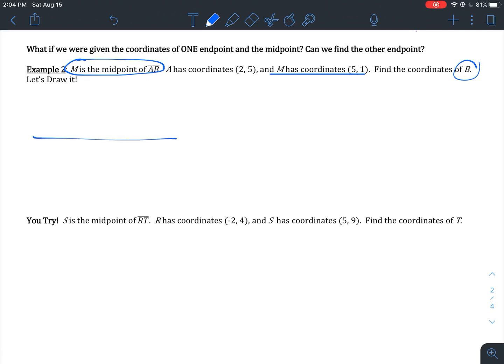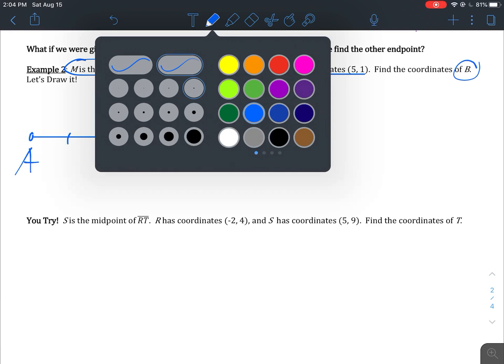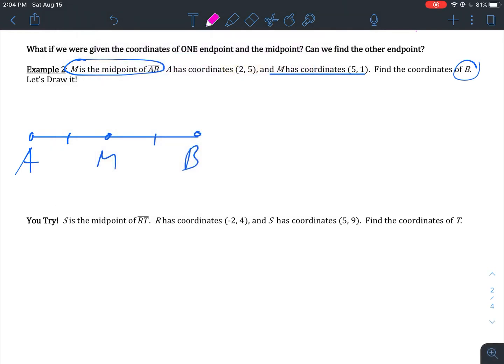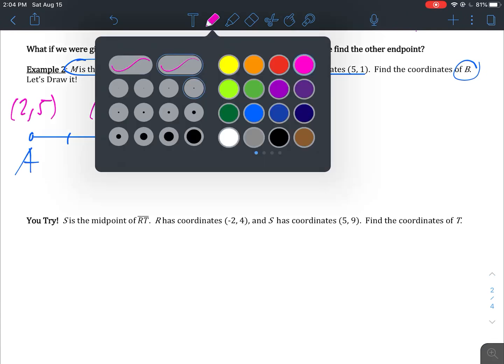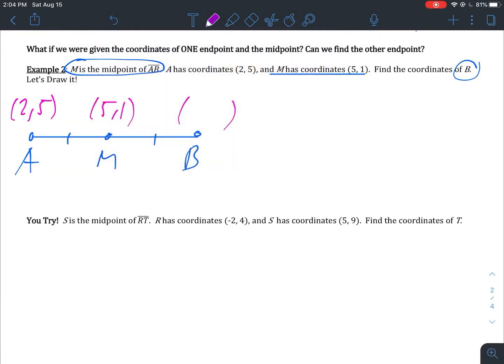Okay, what I'm going to do is I'm just going to draw a random segment here. And on that segment, I'm going to put A and B as my endpoints. And I'm going to put M in the middle. And put my tick marks there to show me it's a midpoint. Then I'm going to label A is at 2, 5, and M is at 5, 1. And we're trying to find B. So what I'm going to do is I'm simply going to count.